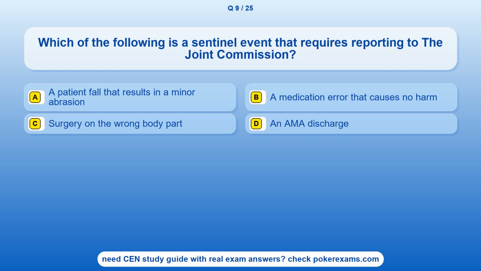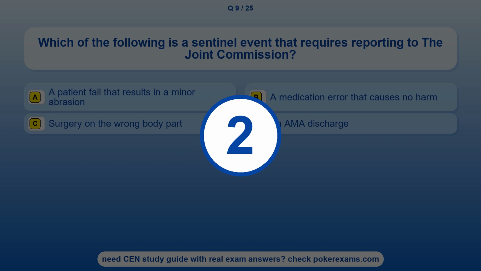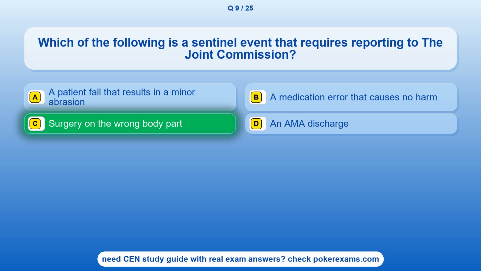Question 9. Which of the following is a sentinel event that requires reporting to the Joint Commission? Option A. A patient fall that results in a minor abrasion. Option B. A medication error that causes no harm. Option C. Surgery on the wrong body part. Option D. An AMA discharge. The correct answer is option C. Surgery on the wrong body part.